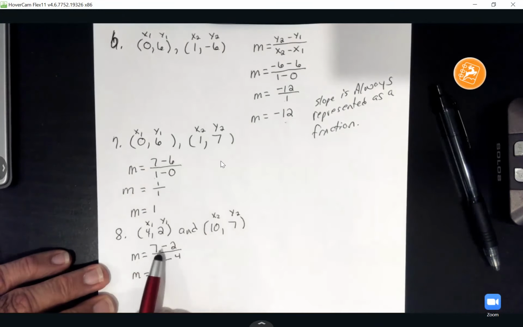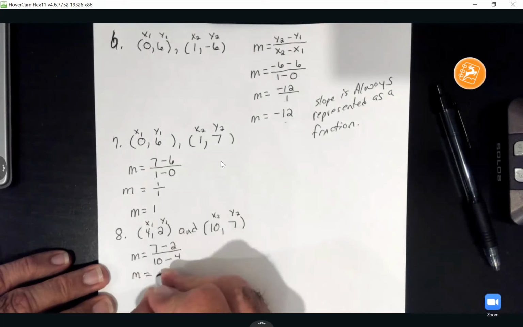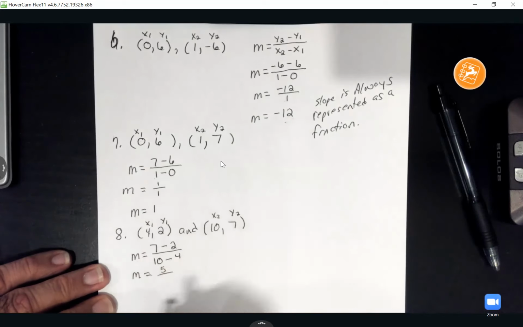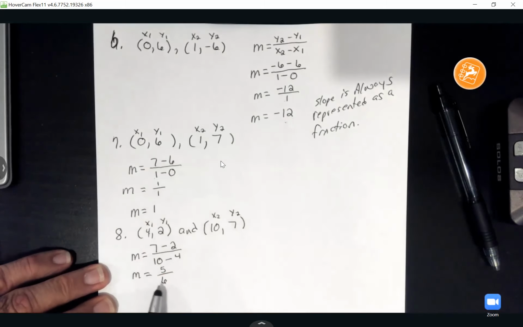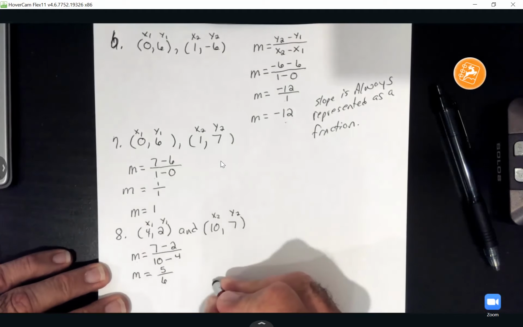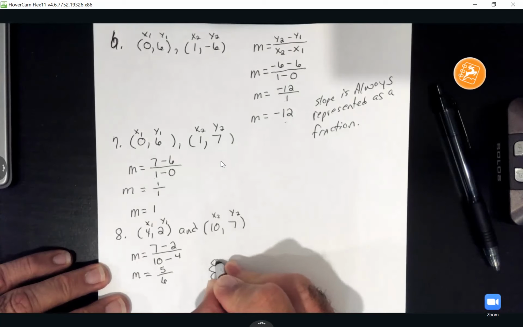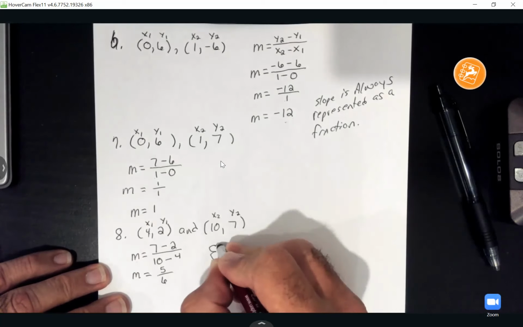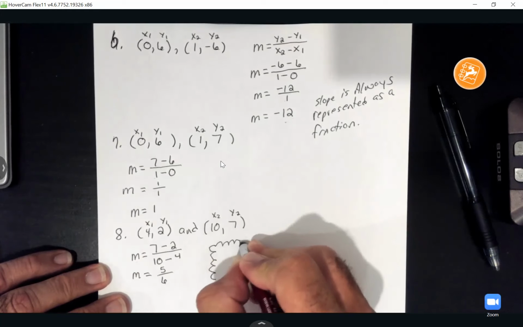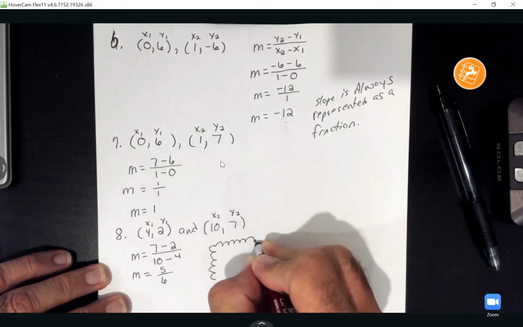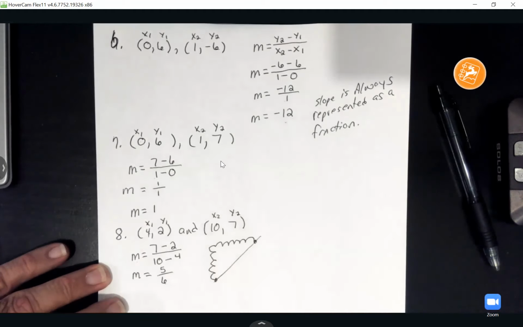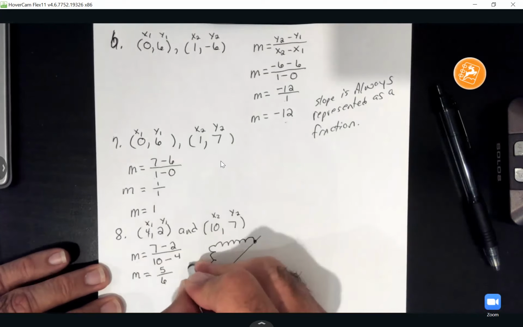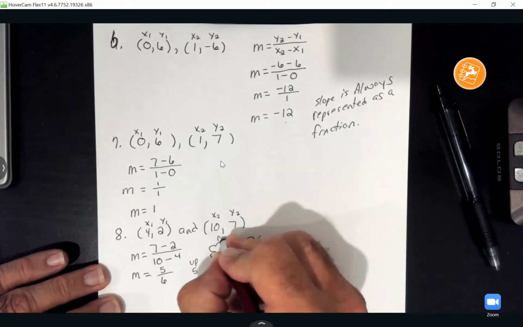So y'all, if I start simplifying, 7 minus 2 on top is going to give us a 5. 10 minus 4 gives me a 6 on the bottom. So this is telling me that this line is positive. So it's going to go up 5 units. And then it's going to go right 6 units. Once I go right 6 units, I'm at the second point on my line. And that's all this slope's telling us. Up 5 and right 6.